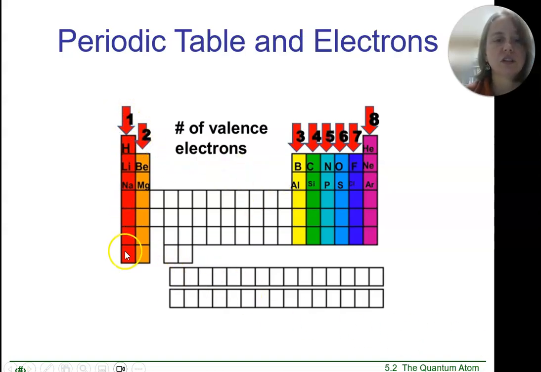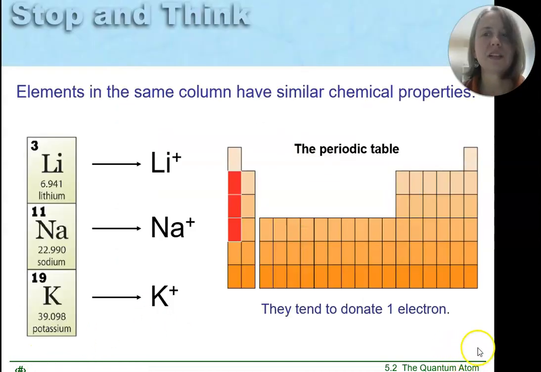Just make a little periodic table. The first column has 1 valence electron, the second column has 2 valence electrons, the 13th column has 3, 14th column has 4, 15th column has 5, 16th column has 6, 17th column has 7, 18th column has 8. Okay, let's look at some examples.